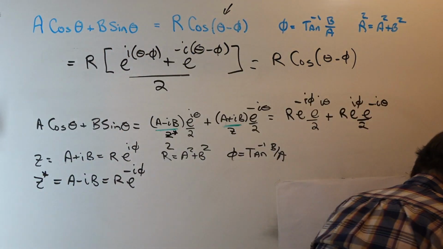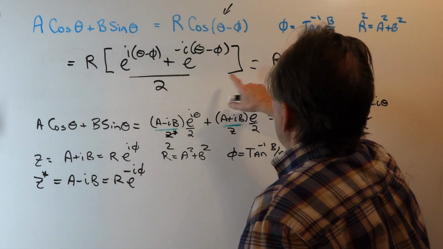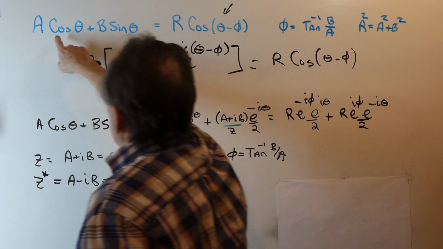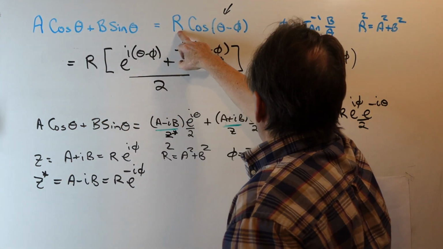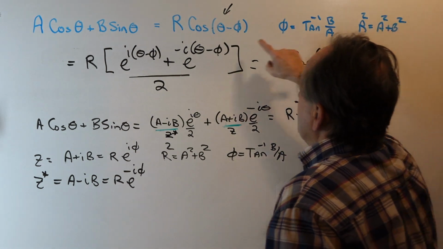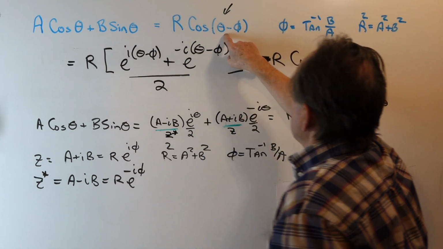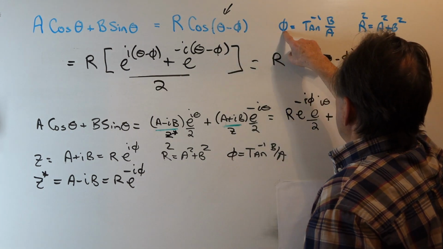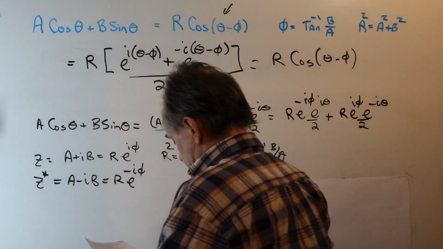So we see then that this is indeed true, that a cosine theta plus b sine theta is some magnitude r, given by this, times the cosine of theta minus phi. So this is a phase shift. Phi is the phase shift angle. And that's what we have here.